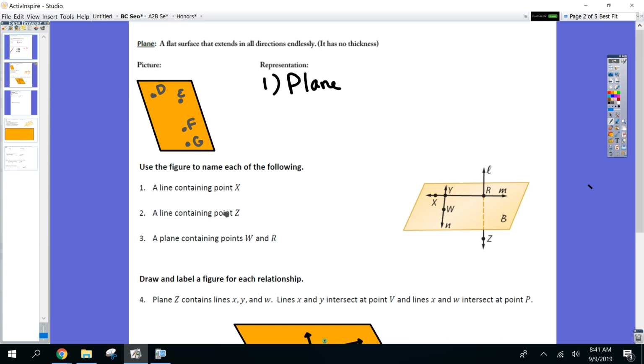D, E, F. Fine. If I take D, E, and F, they are certainly not going to form a line. Can I call it plane EFG? No. Based on where I've put them there, it looks like it's going to form a straight line. Can it be more than 3? Yes. But bare minimum, it's got to be 3 points that cannot form a line.